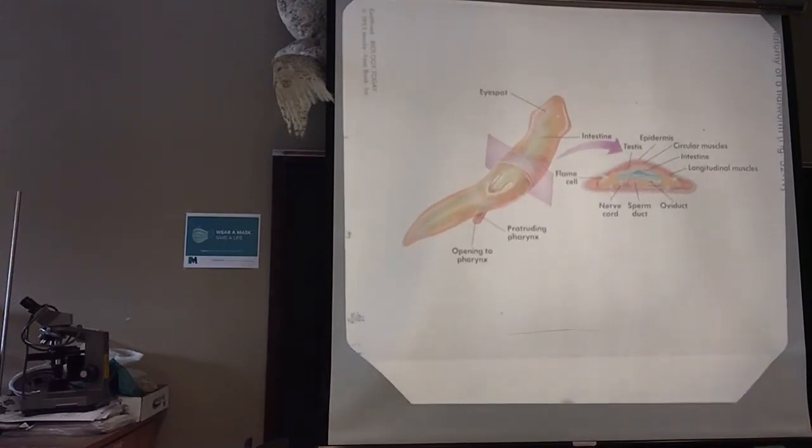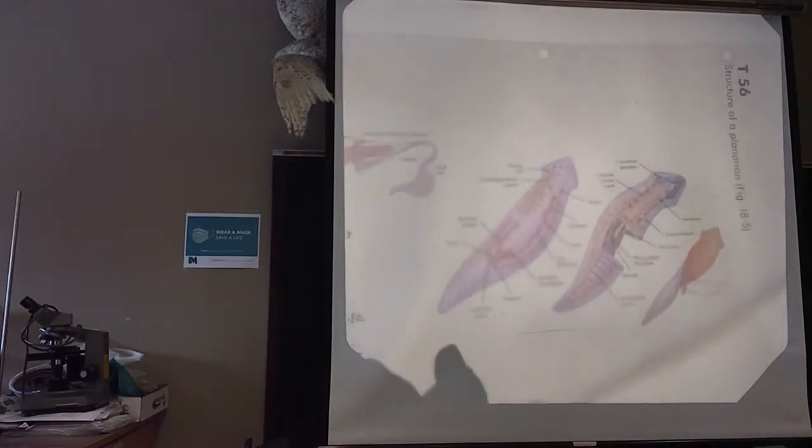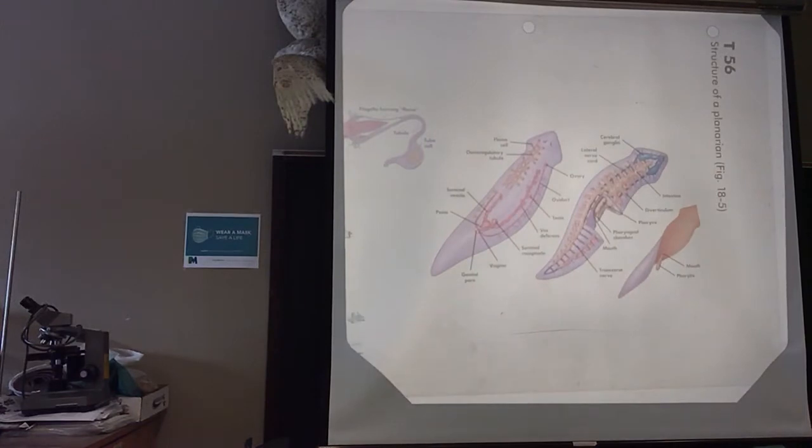This is a planarian, just a cross section to show you some of the tissues and the systems inside. That shows your systems a little bit better.